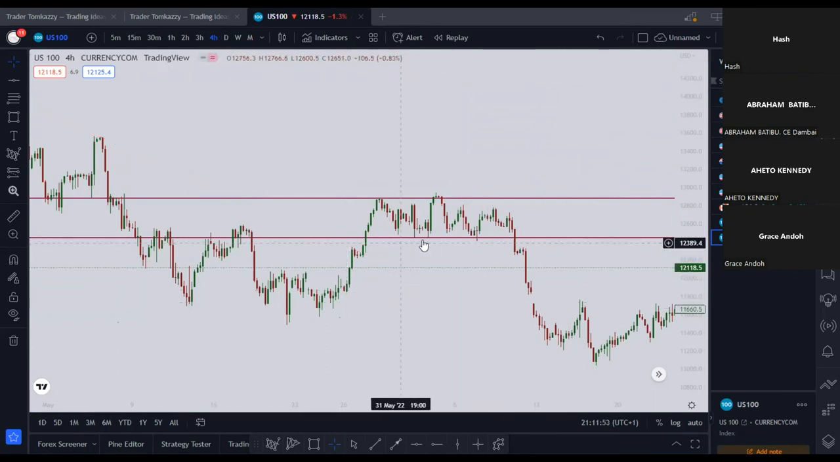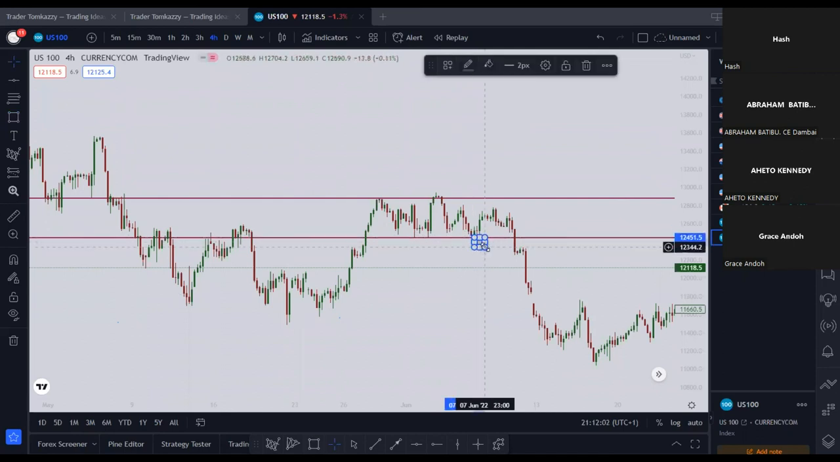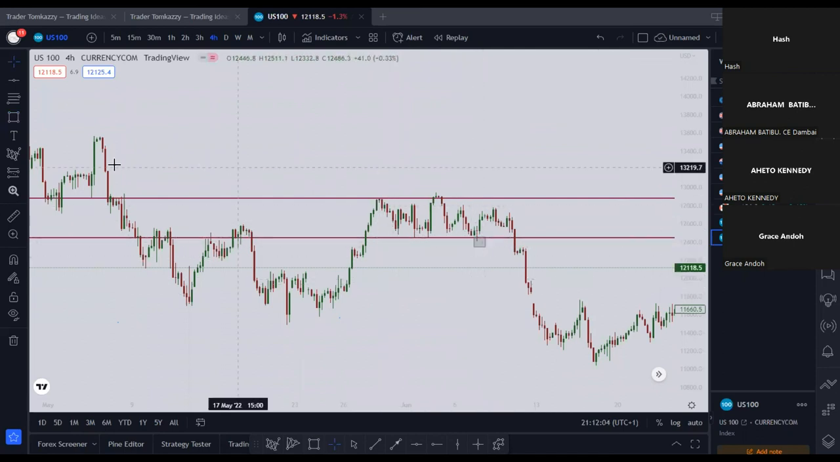You can see what happened here. This is what I call manipulation. They intentionally brought this wick out of the zone. Then they did the same thing to these people. So when it comes to market manipulation, you understand it better. The same thing happened here.